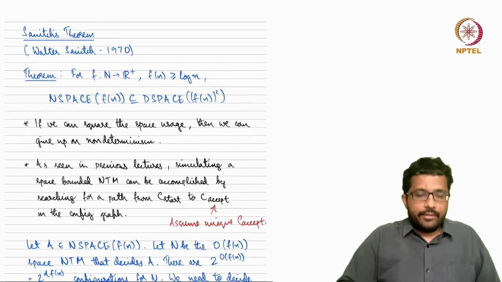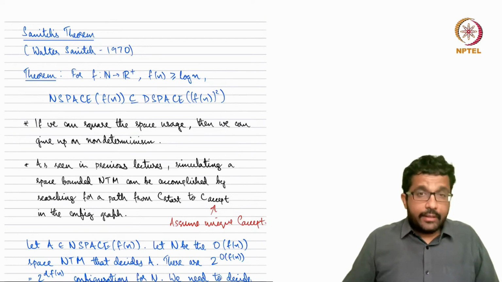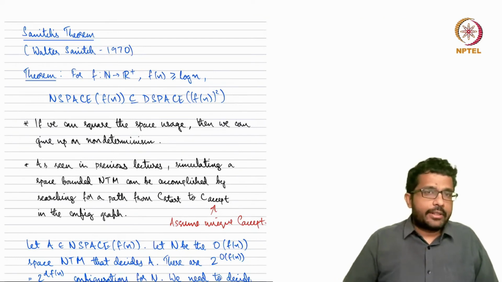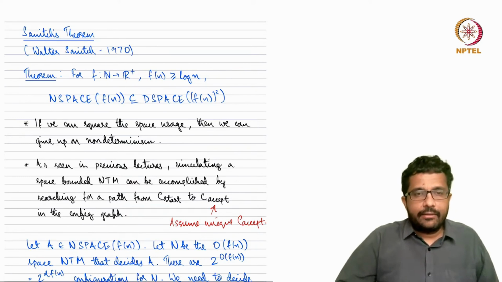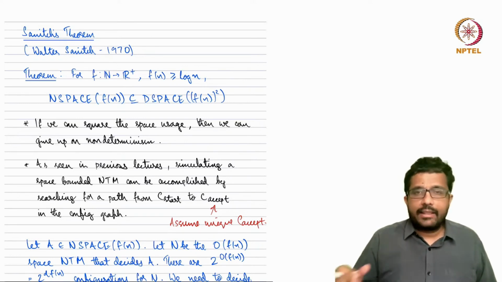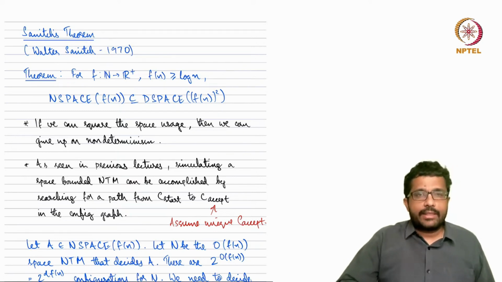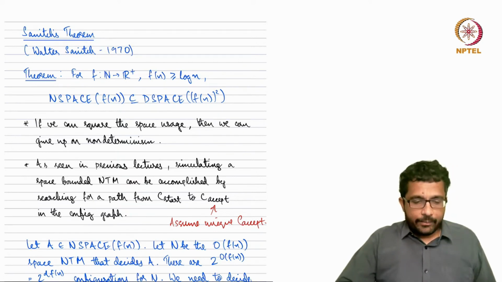Hello and welcome to lecture 59 of the course Theory of Computation. In the previous two lectures, we saw an introduction to space complexity. We saw what space complexity is, the space complexity model, and the relationships between space complexity and the time-bound complexity classes. Then in the previous lecture, we saw NL completeness. And in this lecture, we are going to see an important theorem in space complexity, which is Savitch's theorem.